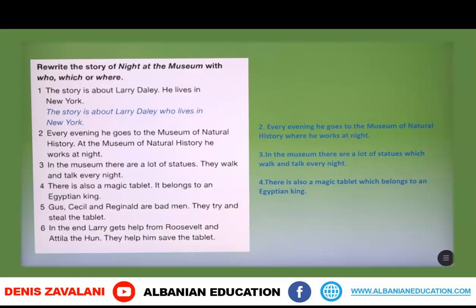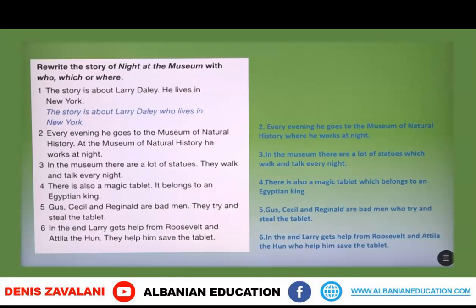The fifth, Gus, Cecil, and Reginald are bad men. They try and steal the tablet. It's Gus, Cecil, and Reginald are bad men who try and steal the tablet. In the end, Larry gets help from Roosevelt and Attila the Hun. They help him save the tablet. At the end, Larry gets help from Roosevelt and Attila the Hun, who help him save the tablet.